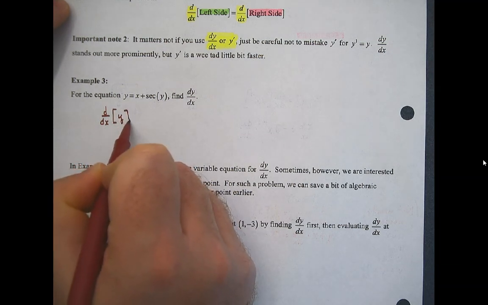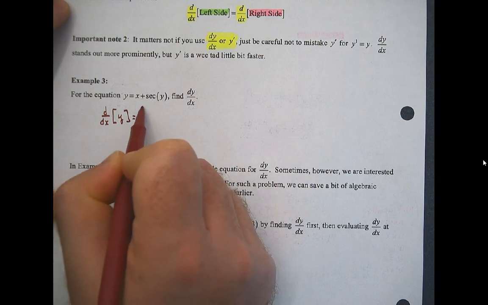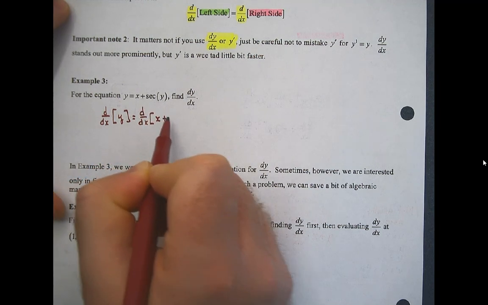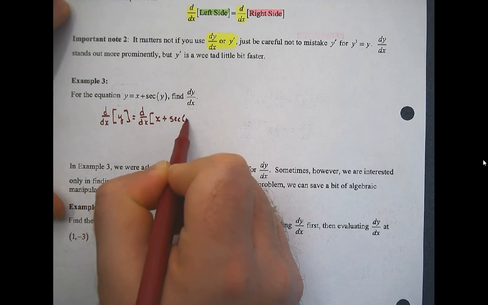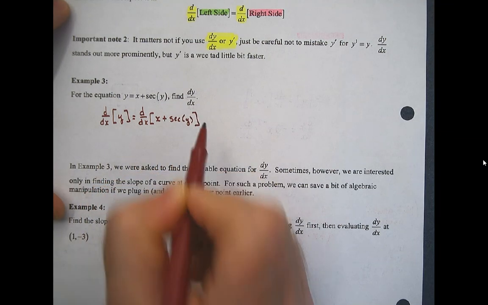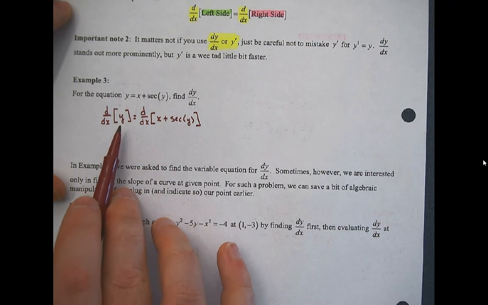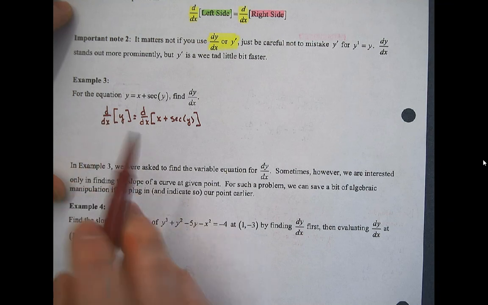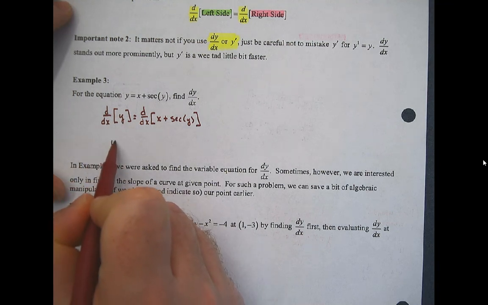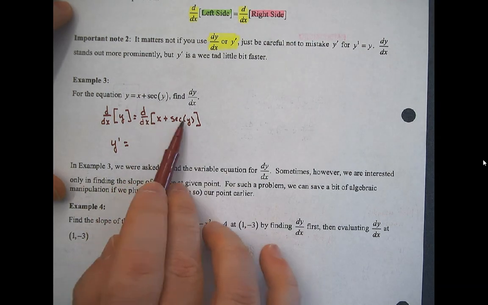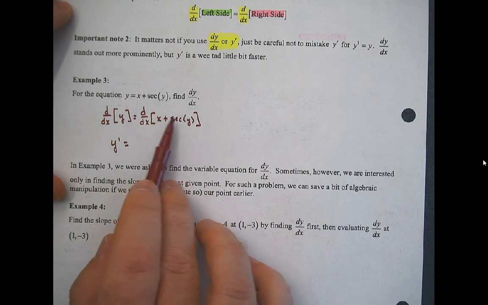d/dx of y equals d/dx of x plus secant of y. Ooh, we get a trig derivative in here. All right, pretty straightforward. The derivative of y is y prime. Like I said, you could write y prime or dy/dx. This is a sum rule. I don't usually write out sum rules because I can just do it in my head.